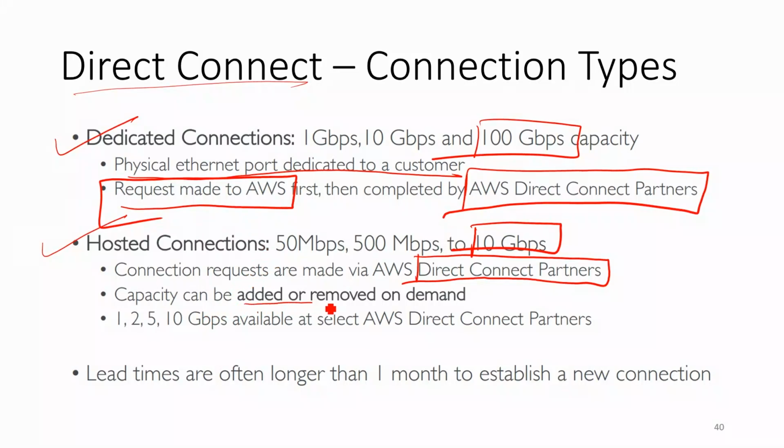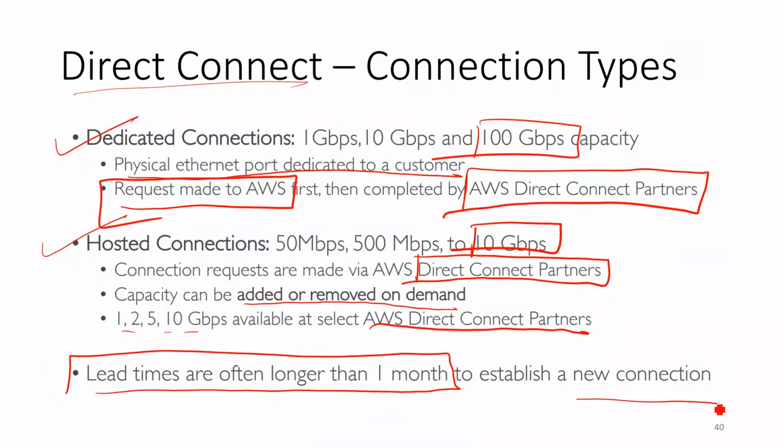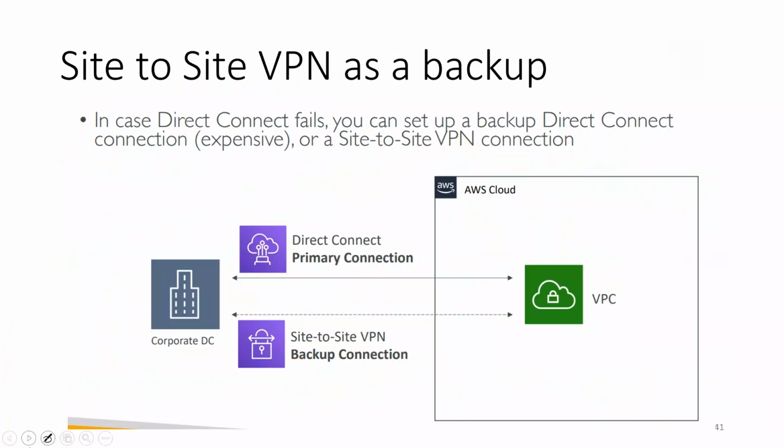Capacity can be added or removed on demand. You can get 1, 2, 5, or 10 gigabits available at select AWS Direct Connect partners. Lead times are often longer than 1 month to establish a new connection, as I've told you. So these things you need to remember, guys. All right, that should make a lot of sense.